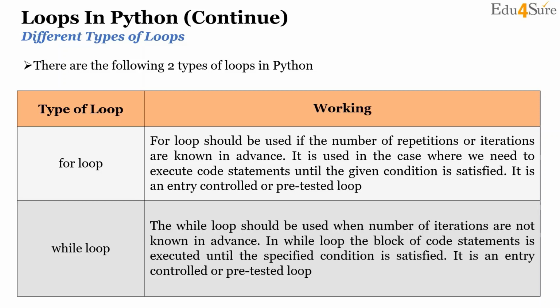Again, the difference between the for loop and while loop is that for loop is used when the number of iterations is known in advance. That is, we know how many times the loop is going to be executed. While in the case of while loop, the number of iterations is unknown in advance. We do not know how many times the loop is going to be executed.